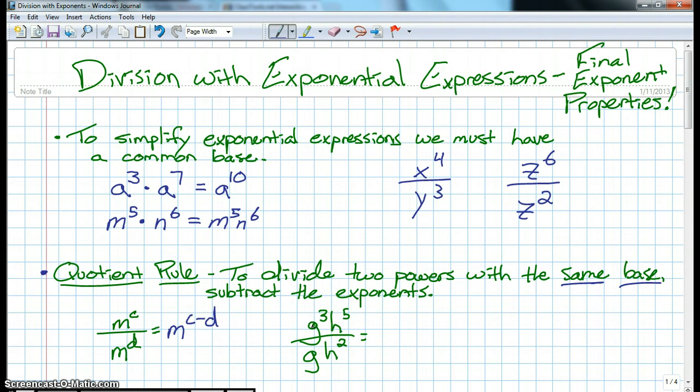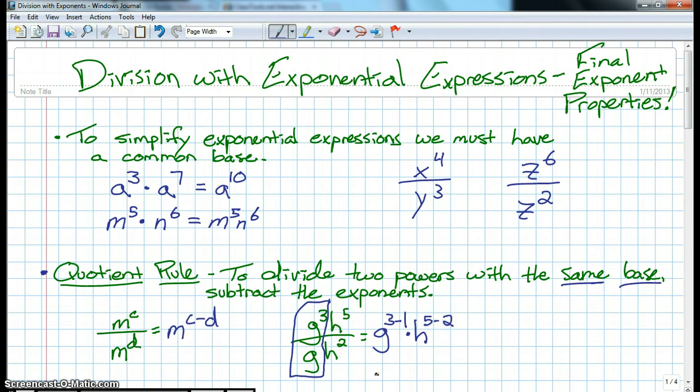So another challenging example here, we have g to the third, h to the fifth, over g, h to the second. So the first thing you want to try to do is group which bases you can simplify. From the very beginning, we have a g to the third, and we have a g in the bottom. So we have three factors of g in the top, one factor in the bottom. It's the same as saying g to the 3 minus 1. Then we have h to the fifth and h squared. So that's going to be multiplied by h to the 5 minus 2.